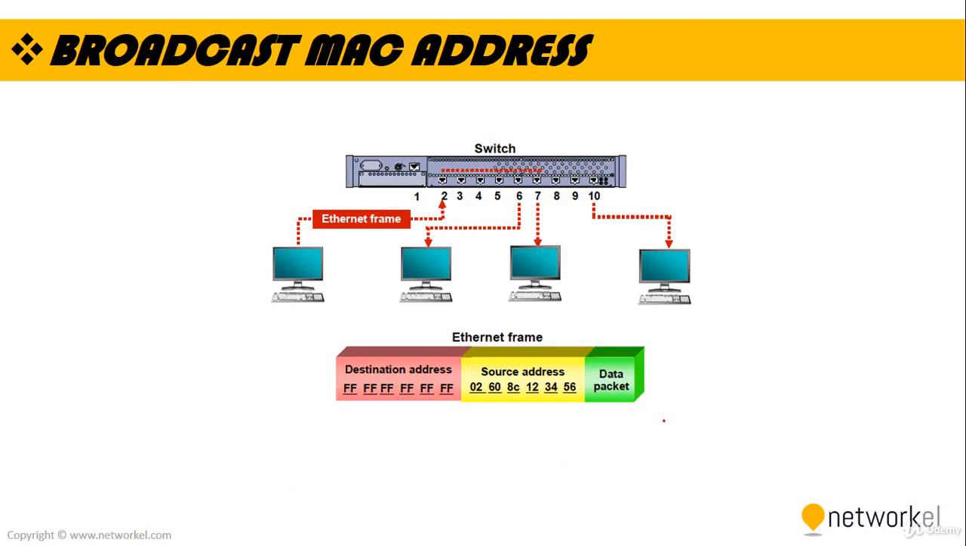Let's talk about the broadcast MAC address. A broadcast frame is flooded out all ports. A broadcast frame contains all binary ones as the destination address, which is FF-FF-FF-FF-FF-FF. For example, if this guy wants to communicate with all these other guys, the source address of the Ethernet frame is this guy's MAC address, and the destination is going to be here.